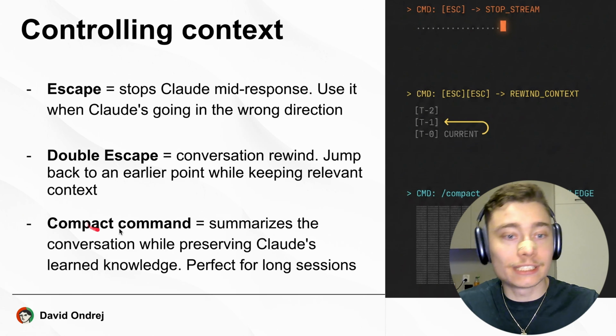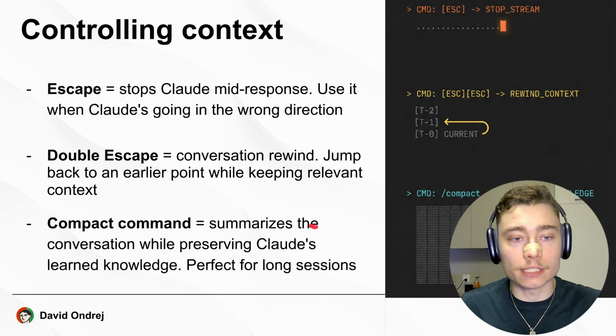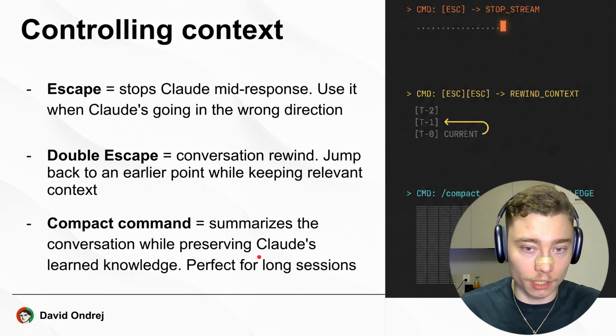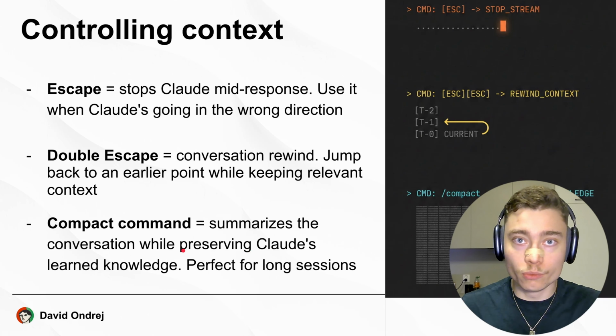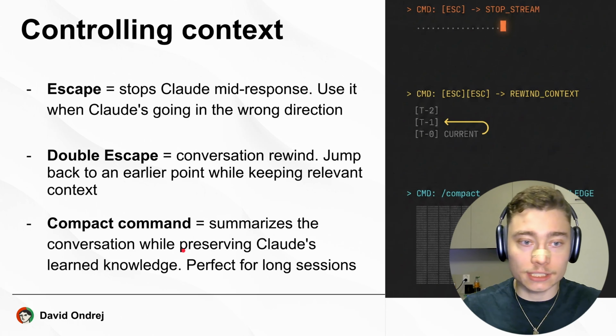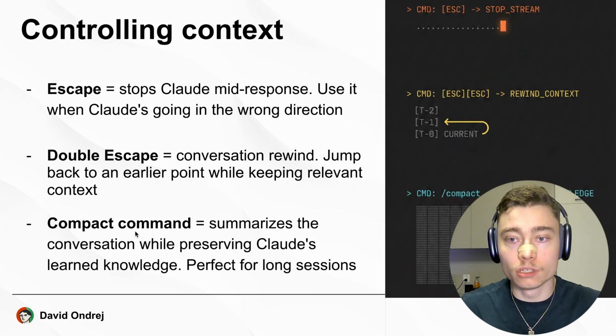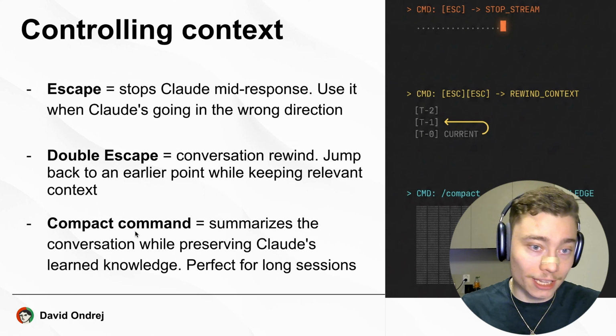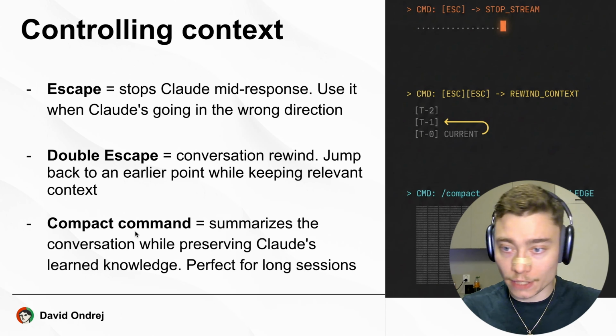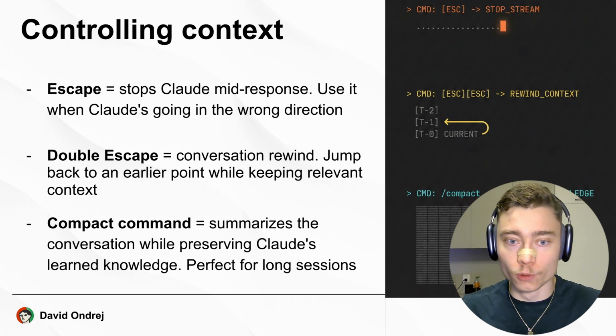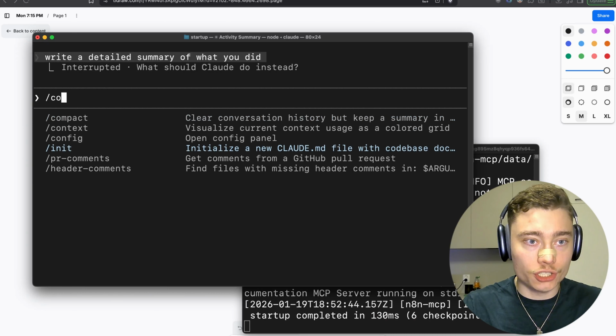Another context engineering thing is the /compact command. When you type in /compact into Claude Code, it summarizes the entire conversation while preserving as much of the learned knowledge as possible. This is perfect for long sessions. When you notice that there's a lot of unnecessary context and you want to free up the context window so that you're burning less of your rate limit and Claude Code responds faster, and all the benefits of not having a full context window, all you need to do is just type in /compact.